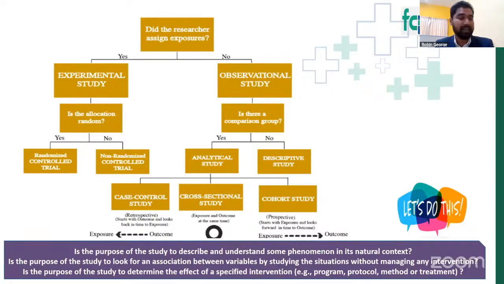So you are very clear about the study designs now. What are experimental study designs? What is a randomized control trial? What is a non-randomized control trial? What is analytical, descriptive, everything. Now let's do this. This is the last 3 minutes I take. Here what we have to do is how to choose. You see the box below, I have given 3 questions.